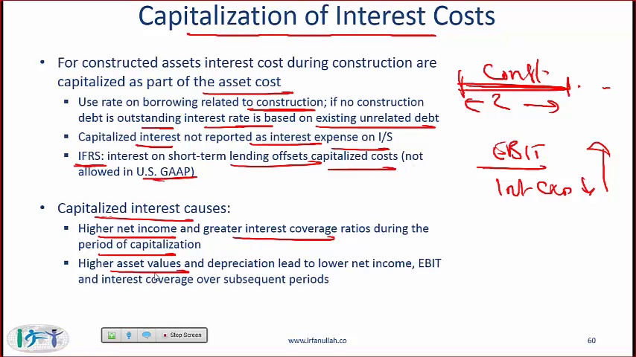So in subsequent years, higher asset values and depreciation lead to lower net income. The point being that because the asset was capitalized, because the interest was capitalized, asset values will be higher, which means the depreciation numbers will be higher, which means that EBIT, which does include depreciation, is going to be lower in subsequent years.